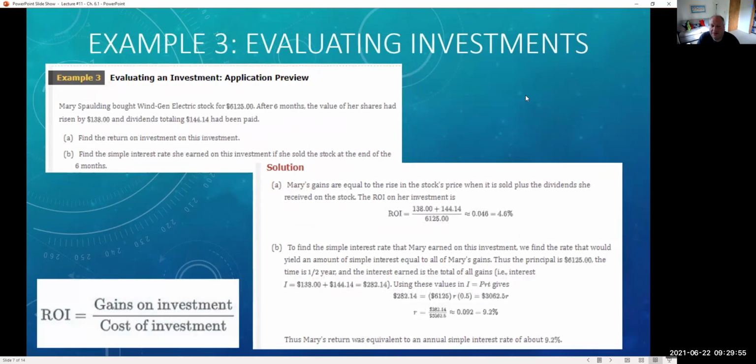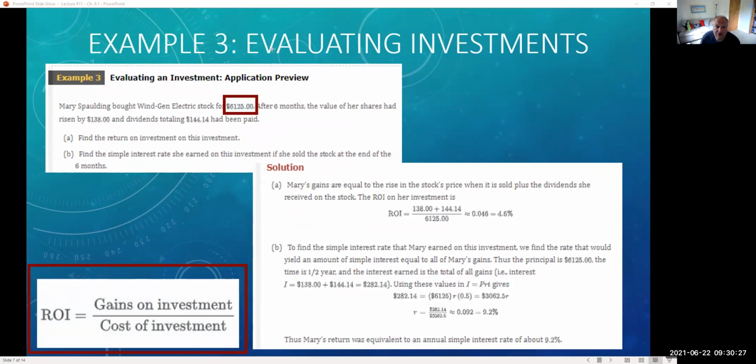Carrying on, let's look at example 3, which is about evaluating an investment. Mary Spalding bought WinGen Electric stock for this much money. After 6 months, the value of her shares had risen by this much, and dividends totaling this much had been paid. Find the return on investment. Now you recall that the return on investment is going to be this little formula where you think about all the money that has come in and you divide it by the total amount that you've invested. How much has Mary invested? We're told that she has invested $61.25.